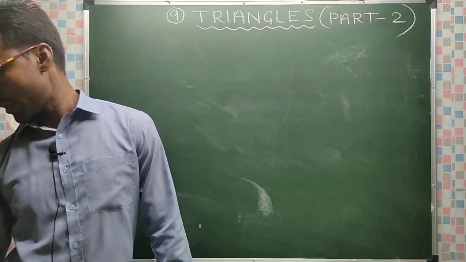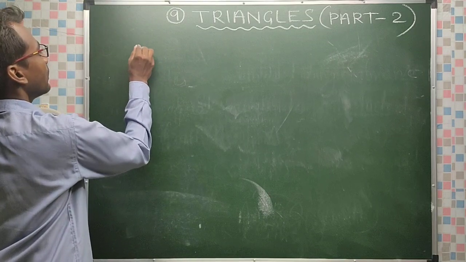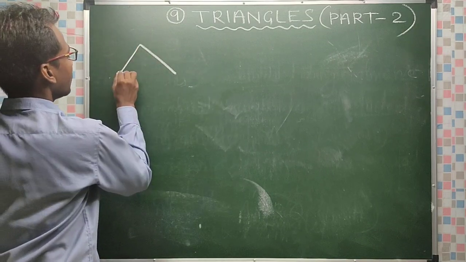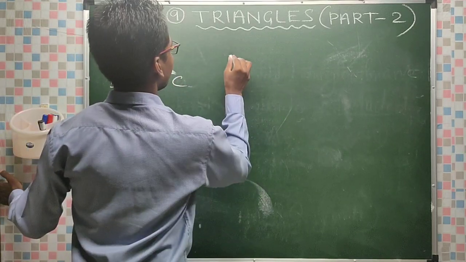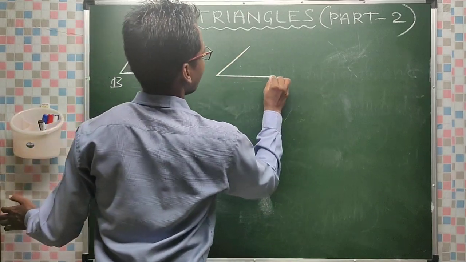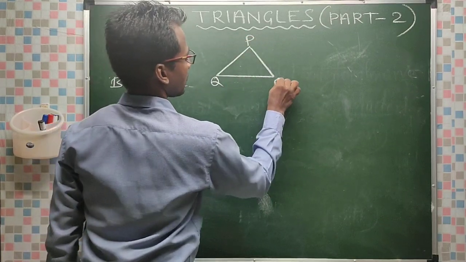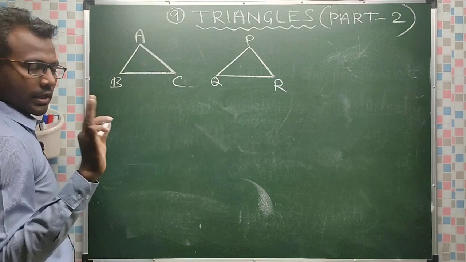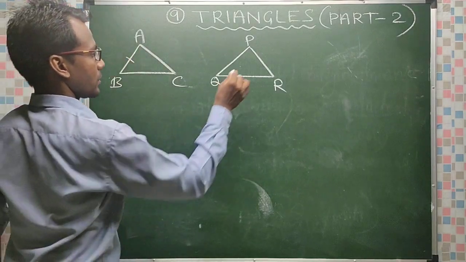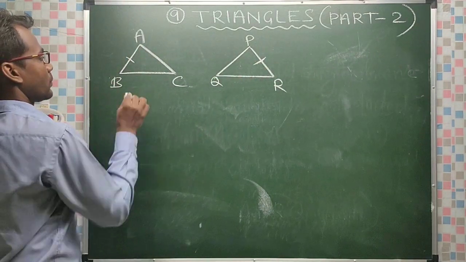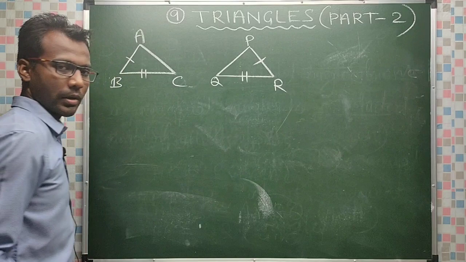Now we are in SAS postulate, side angle side. Okay, let us draw two triangles. A, B, C. Okay. P, Q, R. Two sides and included angle. Okay. You can take any two sides. Suppose AB is equal to PR. Okay. Then suppose BC is equal to QR. We have taken two sides.